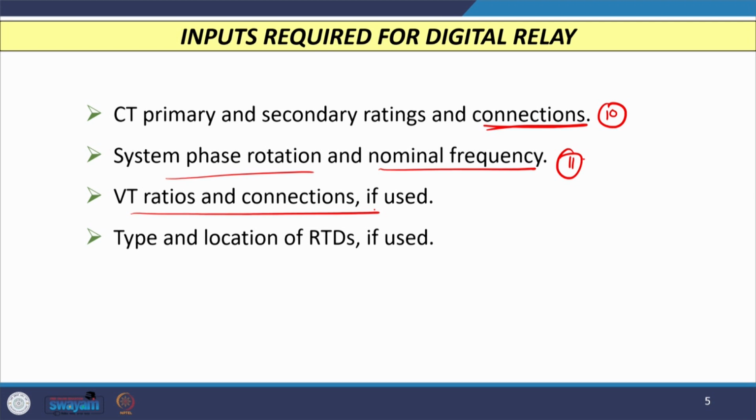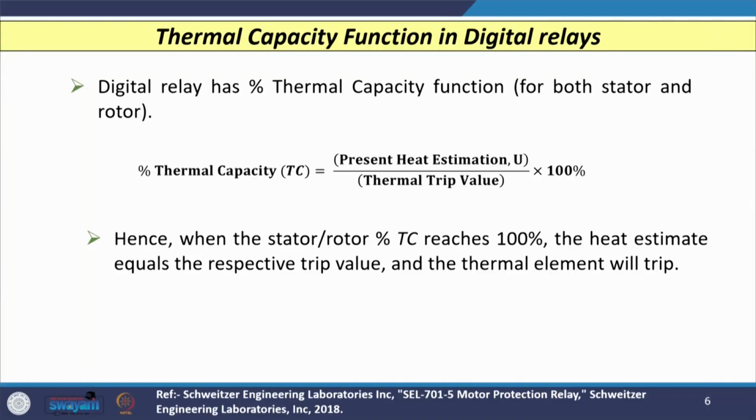If you have used a voltage transformer or potential transformer, then that ratio also you need to mention along with the connections. And then you need to mention another important thing, that is the type and location of the resistance temperature detector. So, if you are monitoring the temperature of the motor, then you need to give as an input the type and location of the RTD. Now, with these 12-13 inputs given to the digital relay, one of the important elements, known as the digital thermal element, which comes under the thermal protection of the motor, plays an important role.